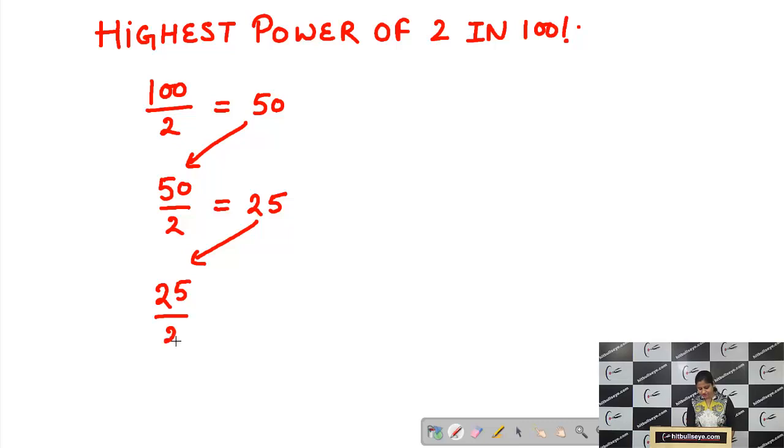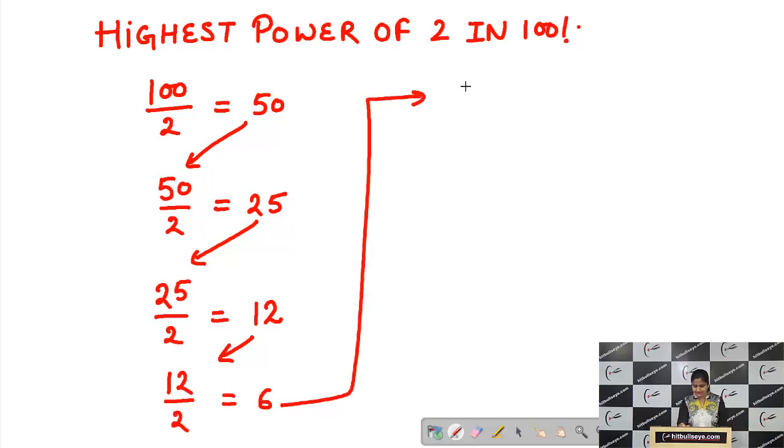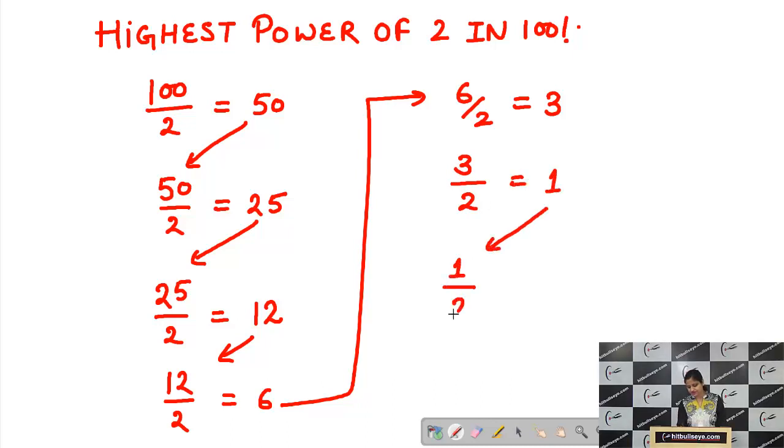Then we will take this 25. Again, we'll divide it by 2. It comes out to be 12.5, but we will consider only the integral part, that is 12. Then again we'll take 12 by 2, which is 6. Then we will divide 6 by 2, which is 3. Then we will take 3 by 2, which is 1. Further we cannot move. Why? Because if we take 1 by 2, its quotient will be 0.